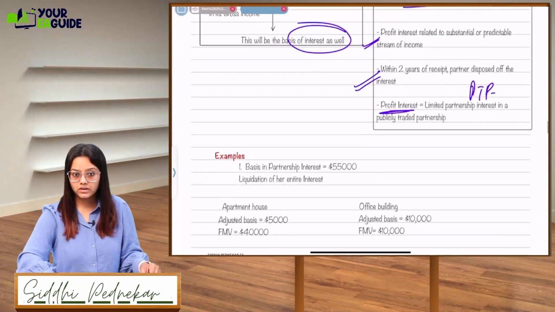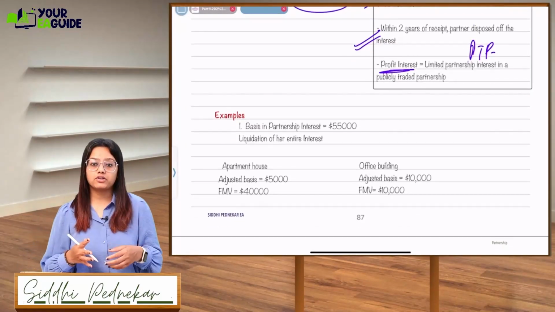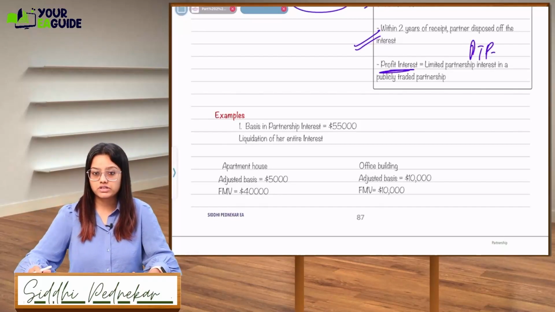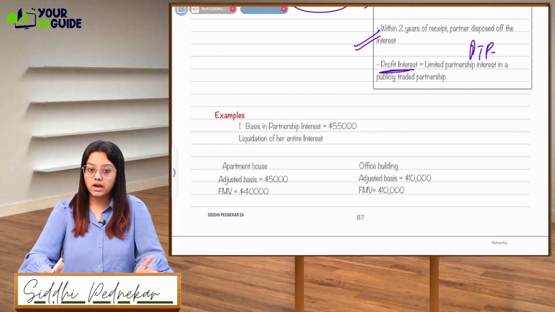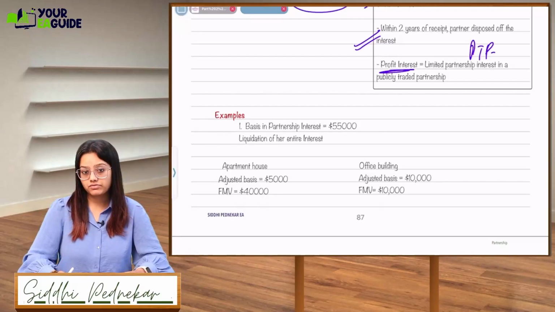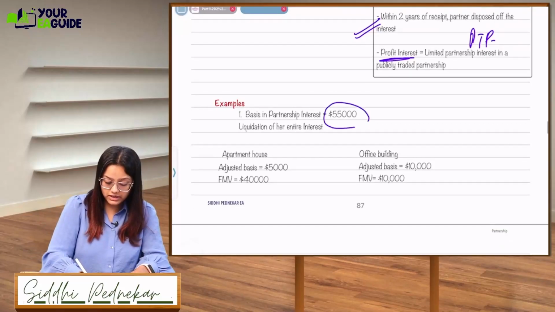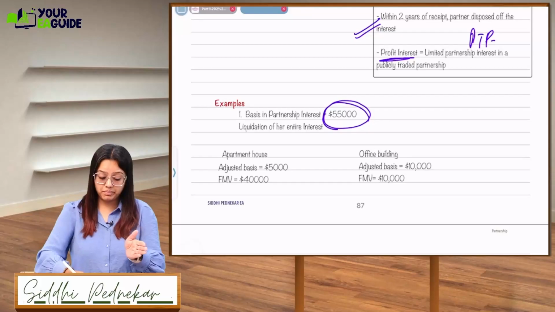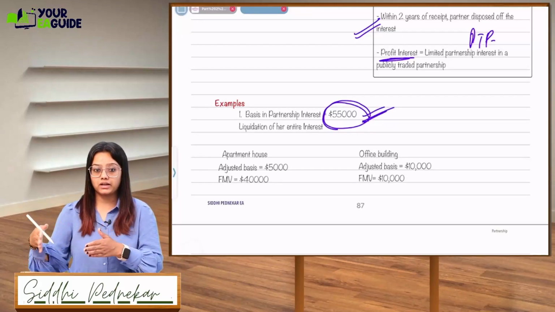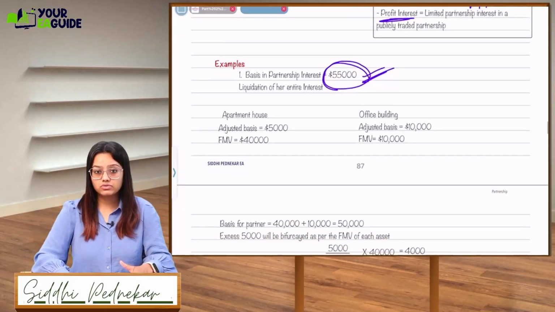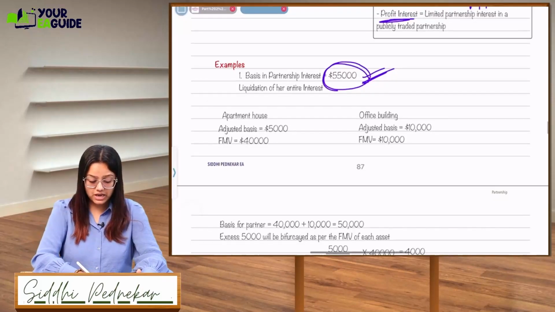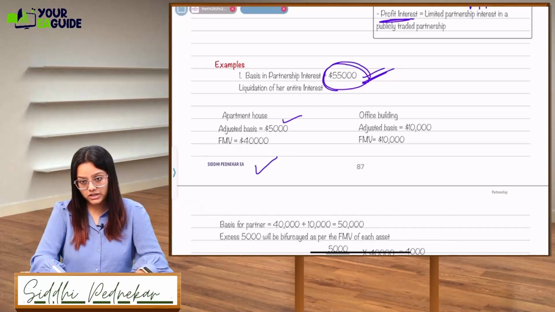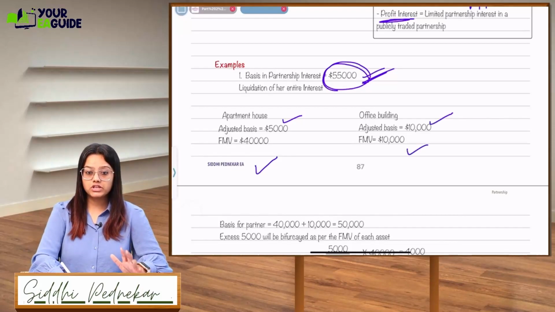So here the basis in the partnership interest is 55,000. Let's say the person is liquidating her entire interest in the partnership firm. Whatever the liquidation is, you have to allocate that basis amongst different categories. Let's say an apartment house is there in the partnership firm, with an adjusted basis of 5,000 and FMV of 40,000. An office building is there, with an adjusted basis of 10,000 and FMV of 10,000.